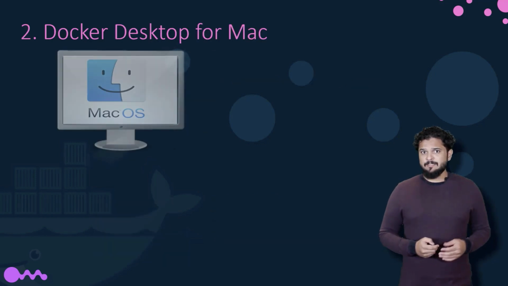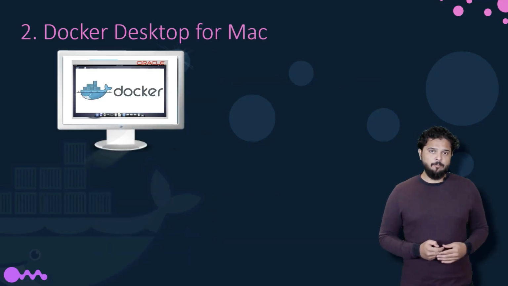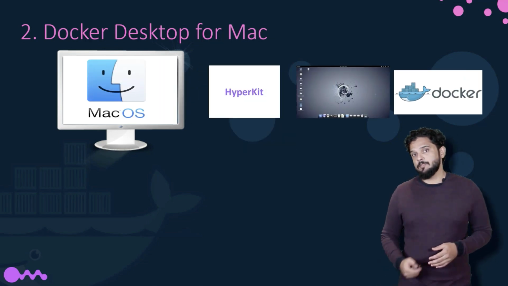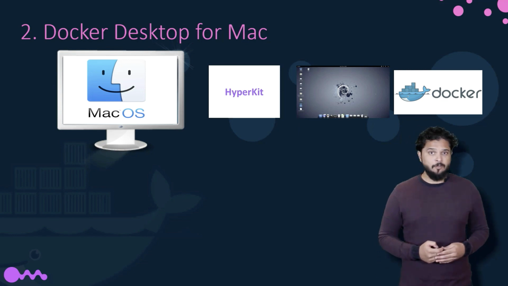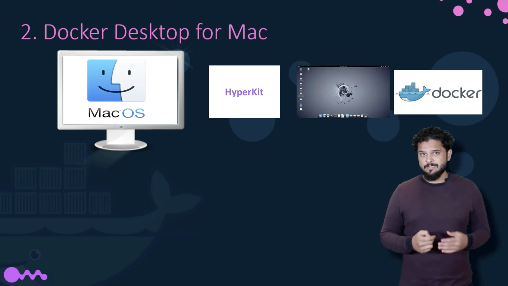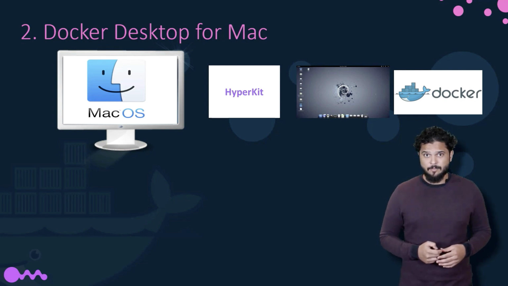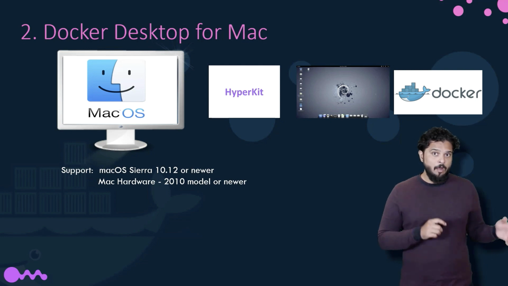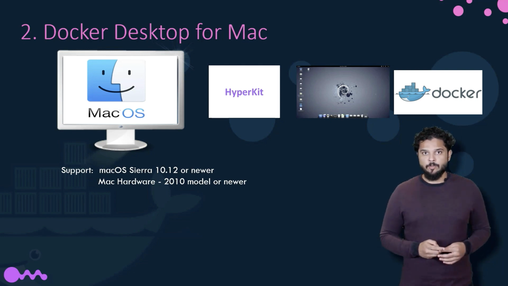The second option is the newer option called Docker Desktop for Mac. With Docker Desktop for Mac, we take out Oracle VirtualBox and use HyperKit virtualization technology. During the installation process for Docker for Mac, it will still automatically create a Linux system underneath, but this time it is created on HyperKit instead of Oracle VirtualBox, and has Docker running on that system. This requires Mac OS Sierra 10.12 or newer, and the Mac hardware must be a 2010 or newer model.